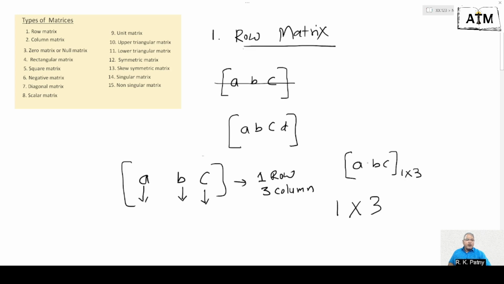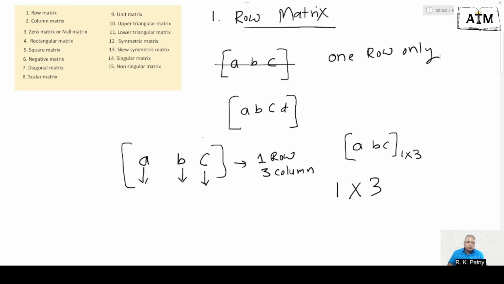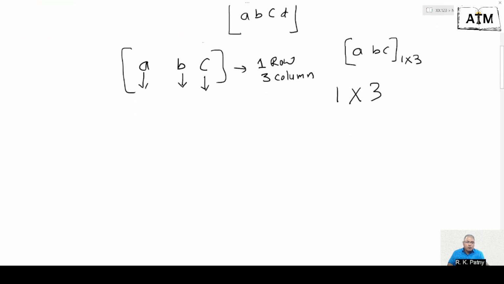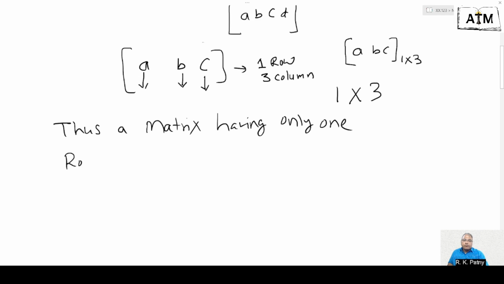So a row matrix is having one row only. Thus, a matrix having only one row is called row matrix.